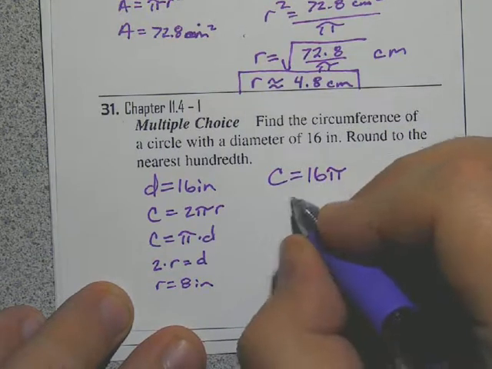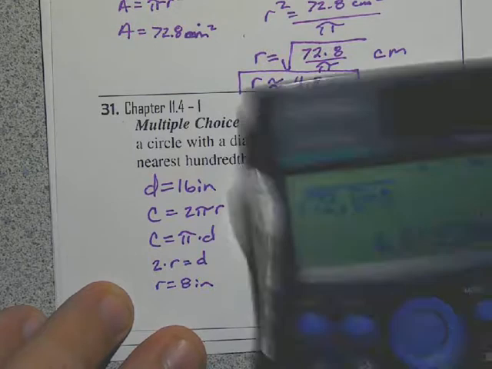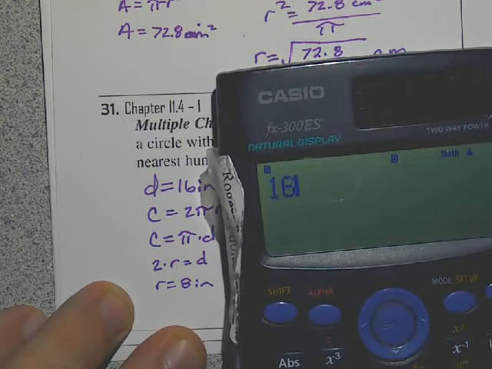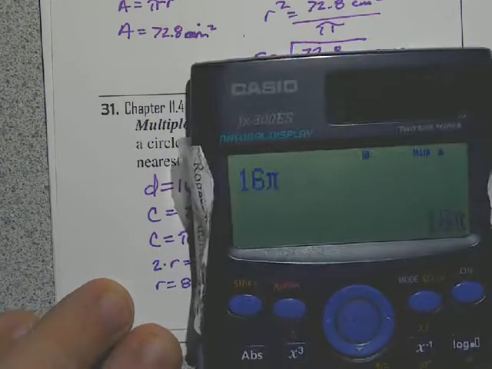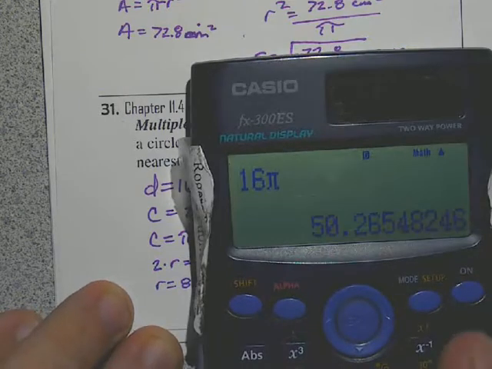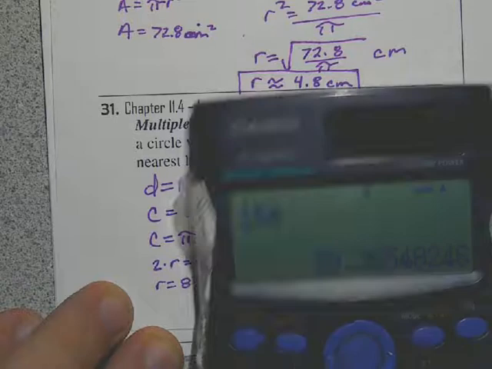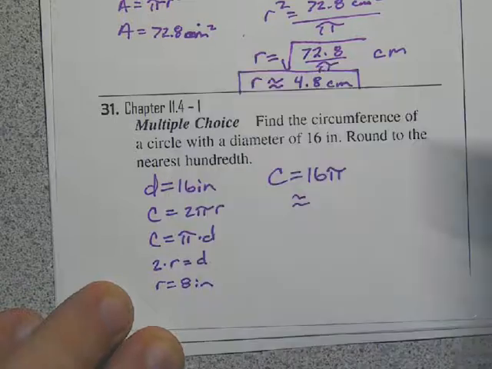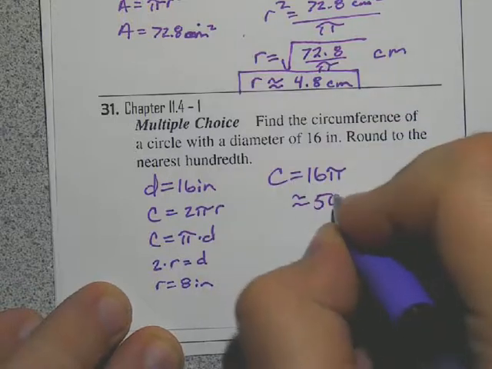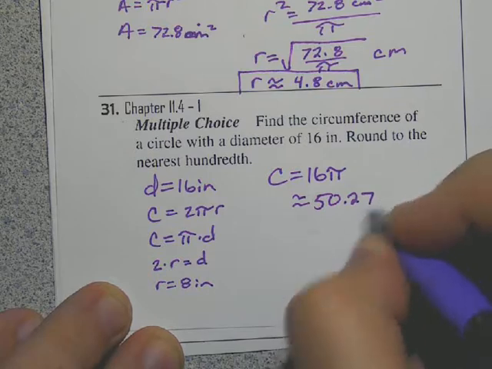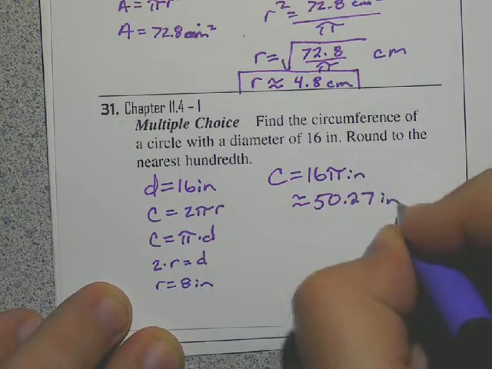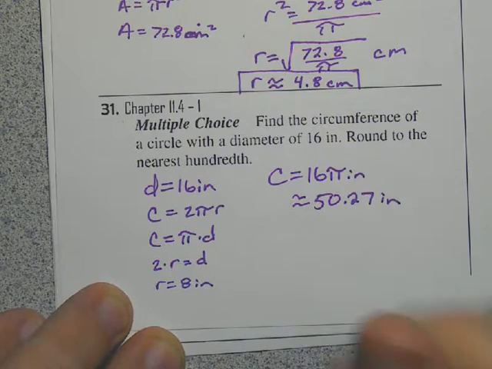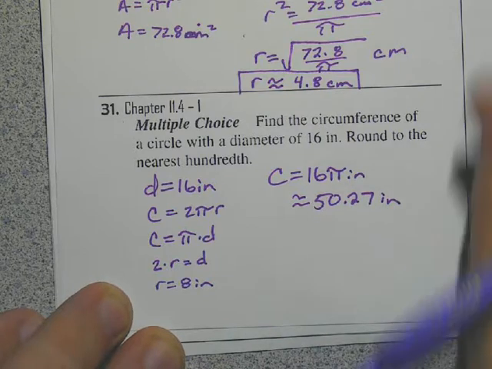And whenever I put that in approximation, and hit S to D, it gives me a decimal, 50 point, and they said to the nearest hundredth, 50.27. And that was in inches, so those are inches. There we go. Nice and easy one.